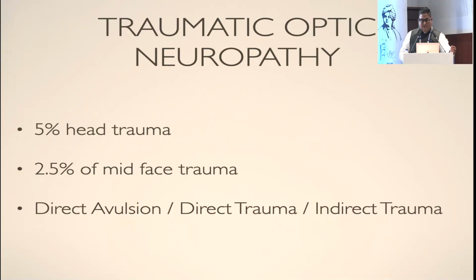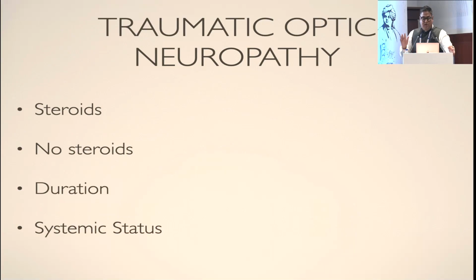I'll quickly cover my last topic, which is traumatic optic neuropathy, which can be either because of direct avulsion, direct trauma, or indirect trauma. A quick show of hands. A patient with traumatic optic neuropathy after blunt trauma. A CT scan shows no bony impingement on the optic nerve. Vision is counting fingers, 30-year-old male. How many would give steroids, IV methylprednisolone, at presentation? Show of hands. Okay, how many of you will not give steroids? So just 4 people will not give steroids.